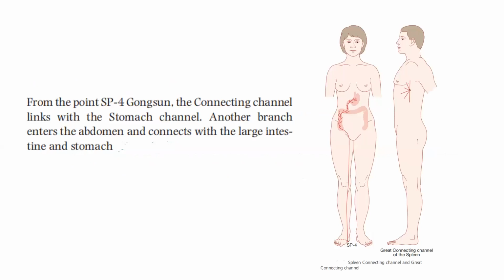From the point Spleen 4, the connecting channel links with the stomach channel. Another branch enters the abdomen and connects with the large intestine and stomach.